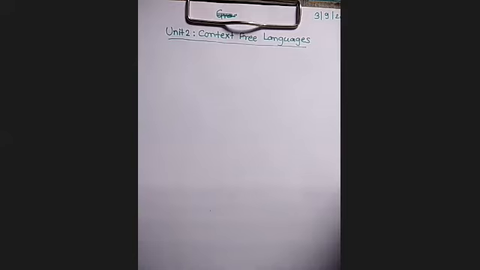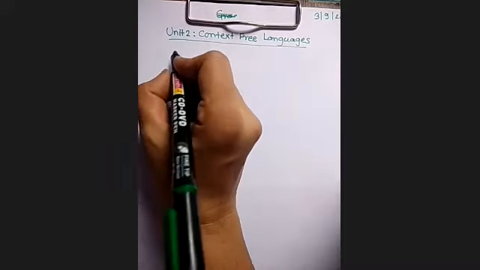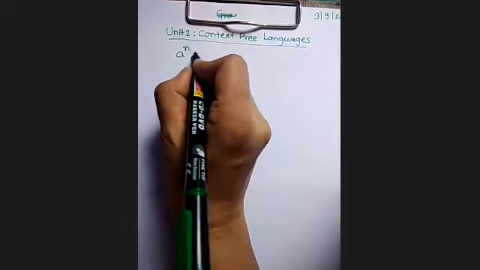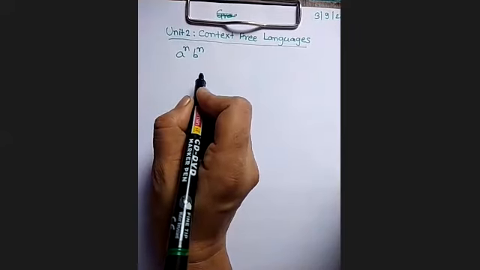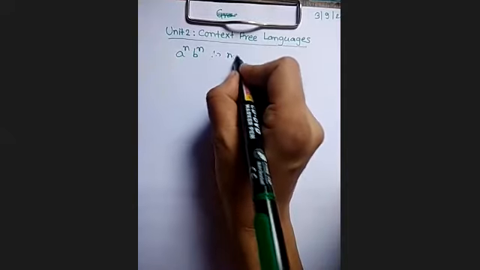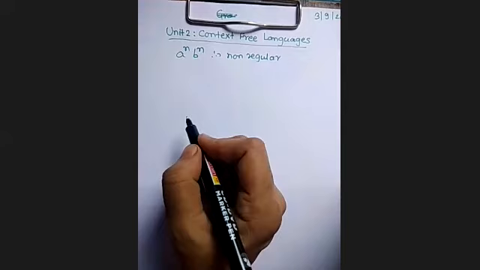And for that, we have seen the pumping lemma to prove that certain languages are non-regular. Non-regular means not accepted by the finite automata. We have seen languages of the form a raised to n, b raised to n. This type of languages we have seen, these are non-regular, which are not accepted by the finite automata.